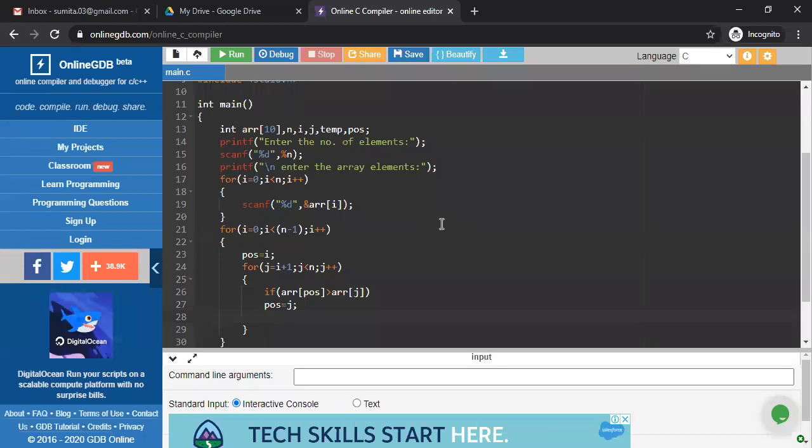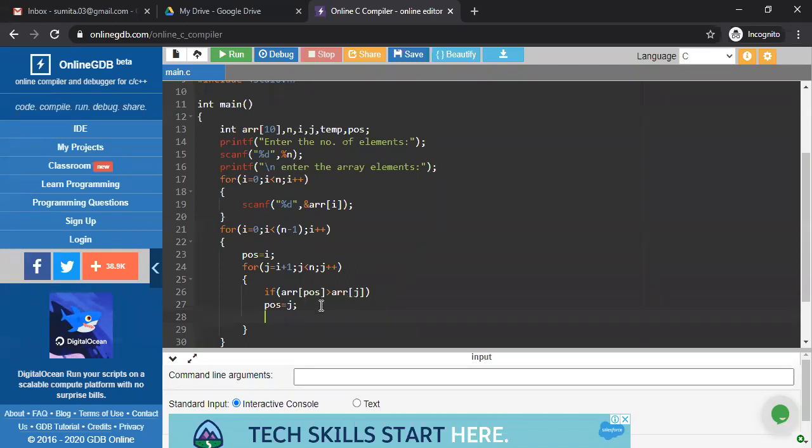Ma'am, if the initial position which is assigned is smaller than the J position, then it will exchange its position. Then we can easily swap them. So I'm writing here, if ARR position is greater than ARRJ.